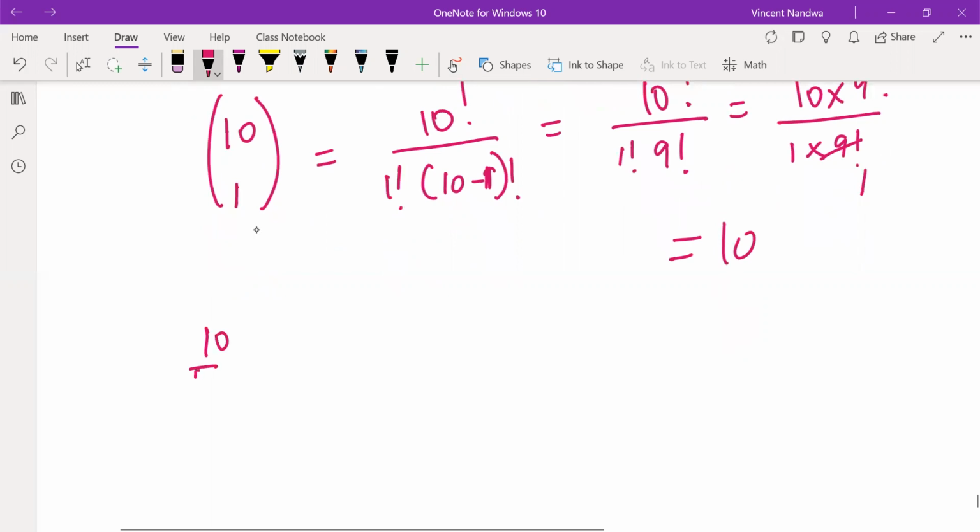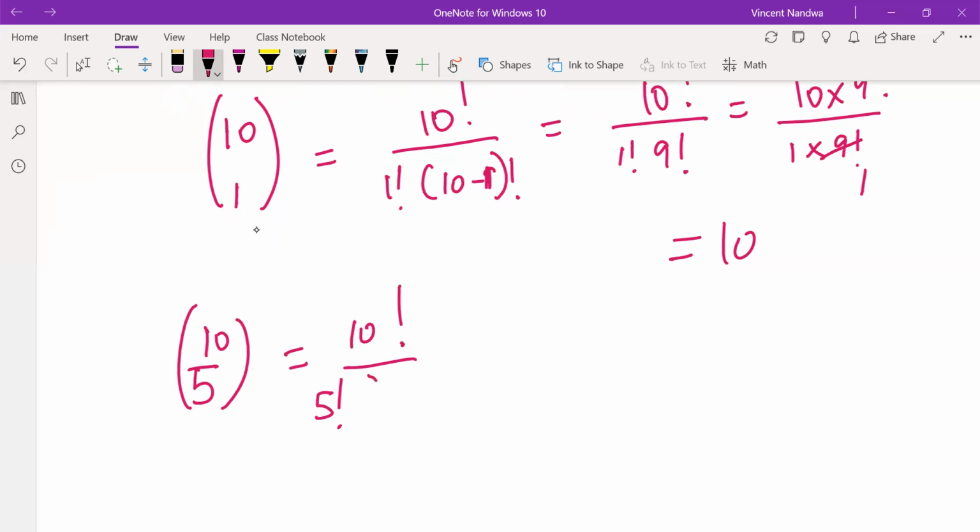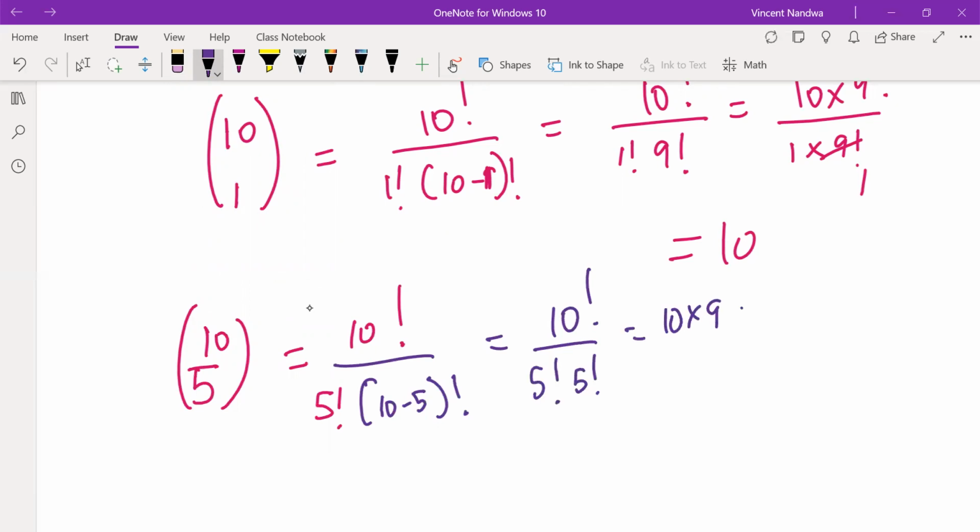If you're asked 10 combination 5, we'll have 10 factorial over 5 factorial times 10 minus 5 factorial, which now reduces to 10 factorial divided by 5 factorial times 5 factorial, which is 10 by 9 by 8 by 7 by 6 by 5 factorial divided by 5 factorial times 5 factorial. So this one.